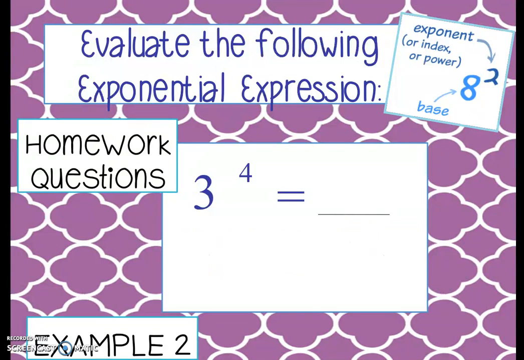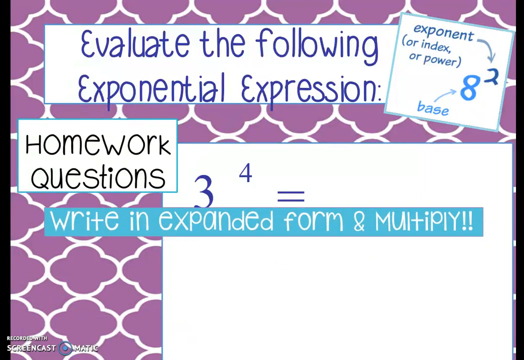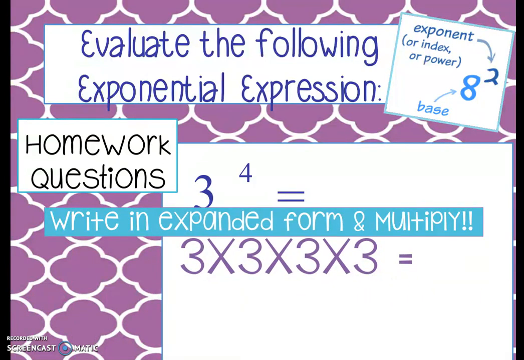On example 2, we have 3 to the 4th power. So we're going to write that in expanded form. That's the first thing we're going to do. So we would write 3 times 3 times 3 times 3. As you can see, the expanded form is a little bit longer, so we have a little bit more multiplication to do. So the first thing I'm going to do is multiply these first two 3's.